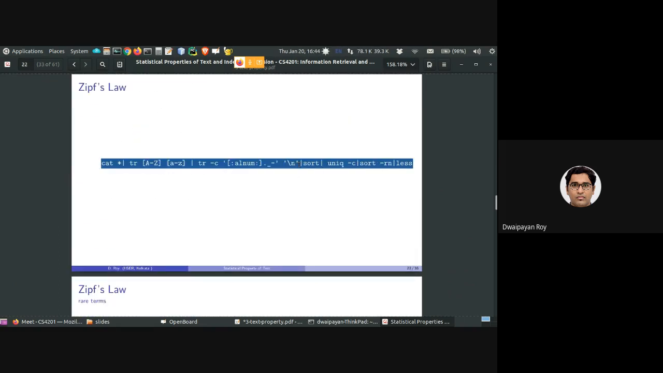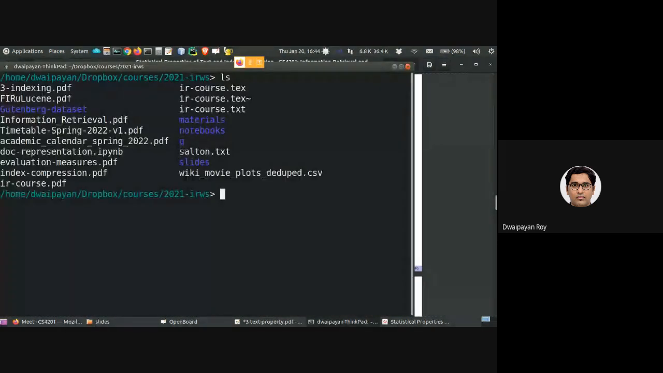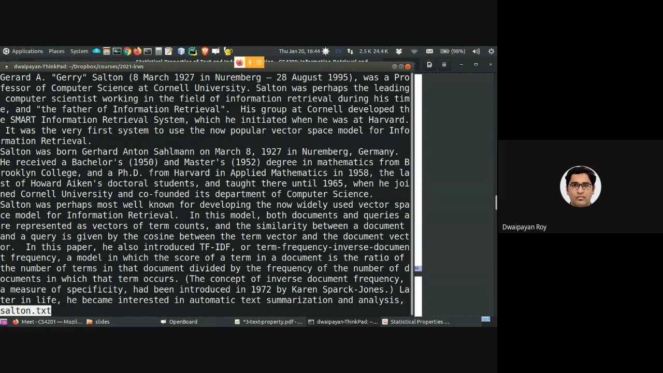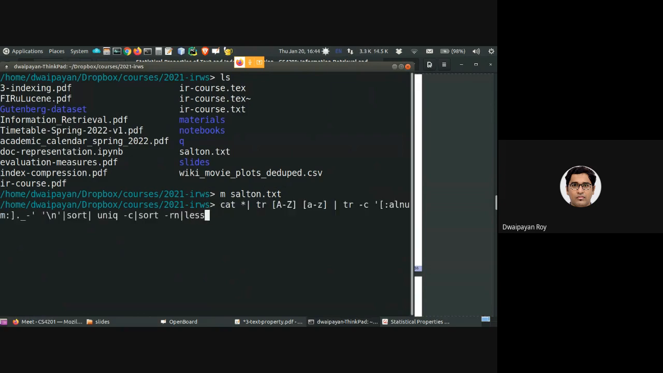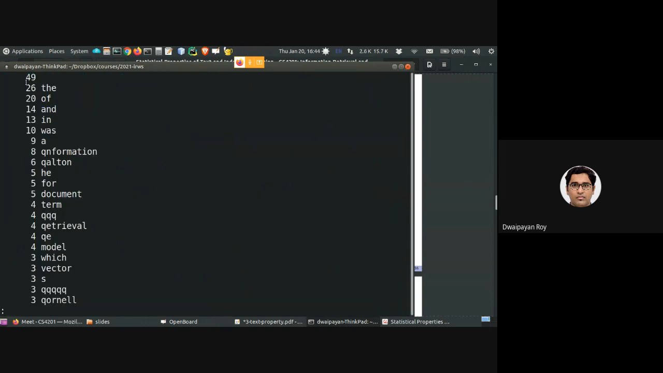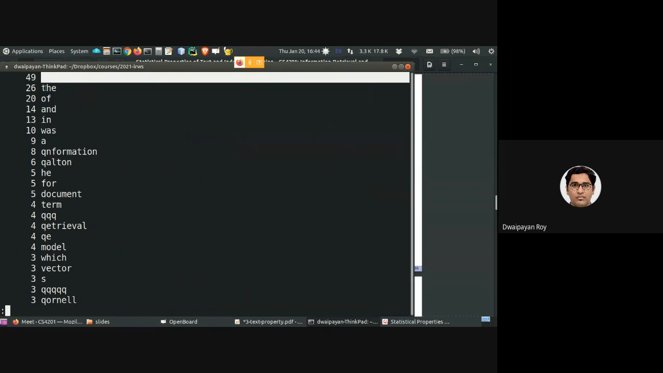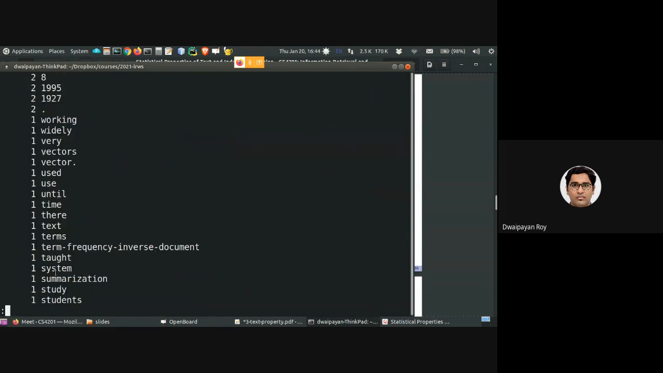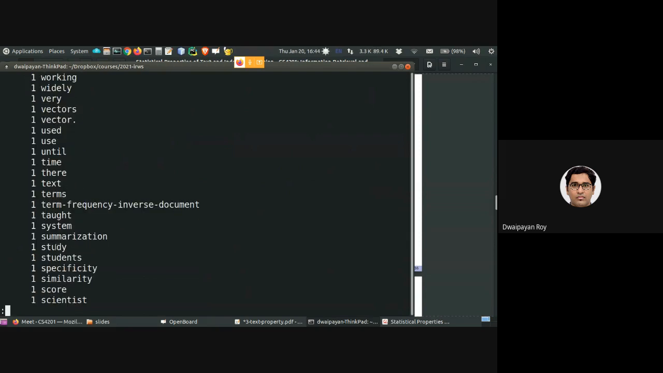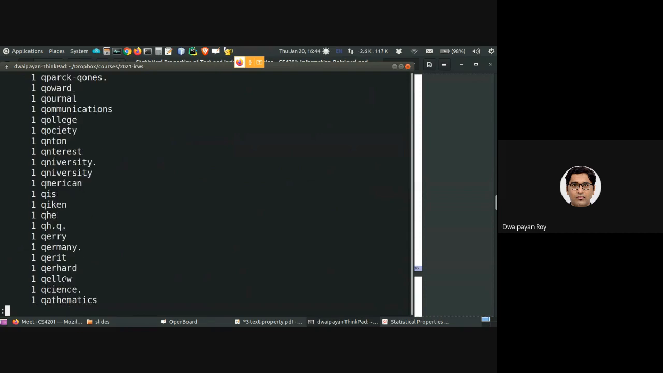So that I can just copy it. And here you can see I have this shelton.txt, although it's a very small file, but let's try it. Let's see how this will actually look. You can see there are 49 blank spaces, 26 the, 20 of, 14 and, and so on. And at the bottom, you will see some actual informative terms like study, summarization, specificity, similarity. They are very rare, occurring only once in the document, but they are actually very useful.